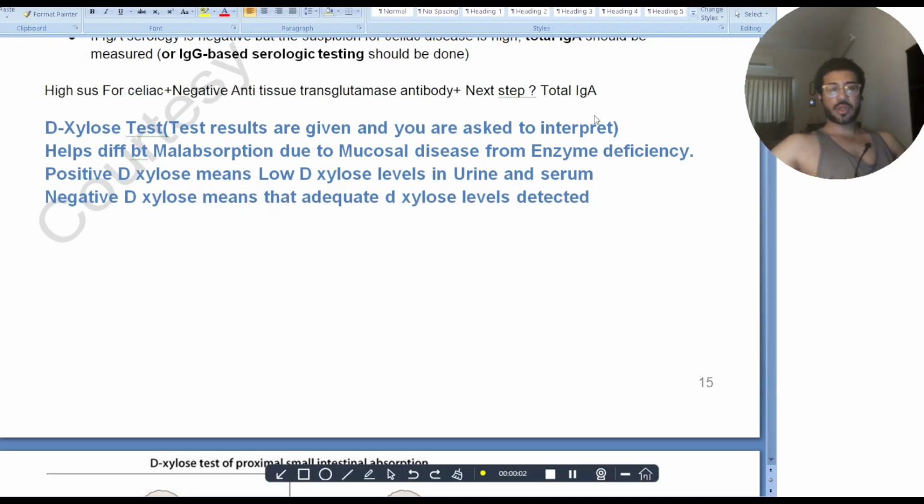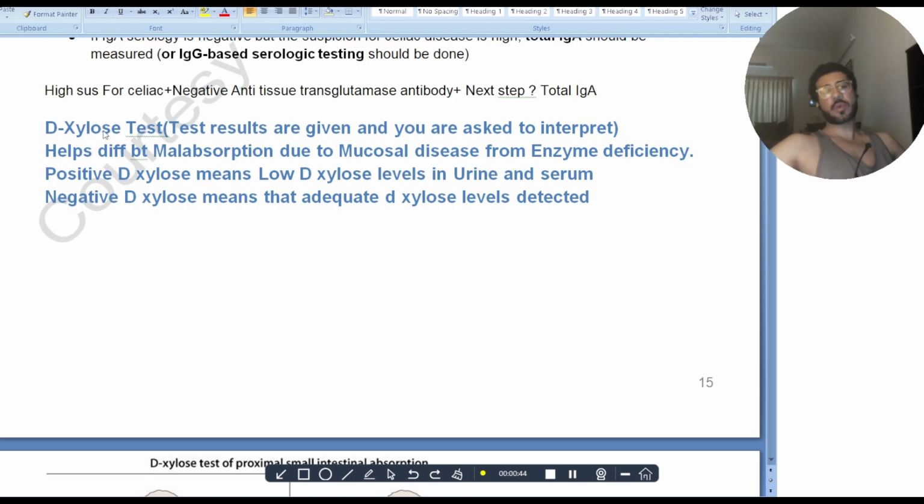So we're gonna start with the D-xylose test. Usually, when they give a D-xylose test, they ask you to interpret the results. They'll just give you the stats and the results of the test, and then ask you to interpret it. So what is the D-xylose test? It's a monosaccharide, D-xylose. You just give it orally, and then you check after a certain amount of time. You check the levels of this D-xylose in the blood and in the urine. If it is absorbed adequately, you are gonna see high levels in the blood and the urine, and if it is not absorbed, you're gonna see low levels.